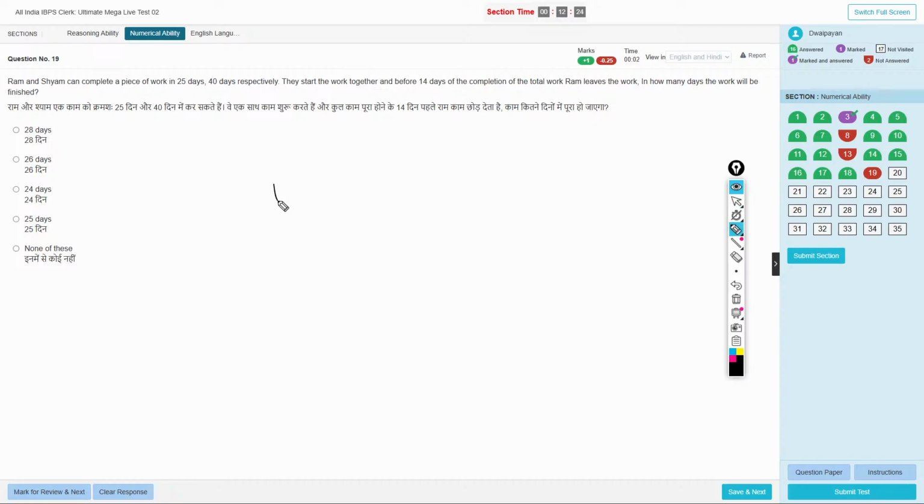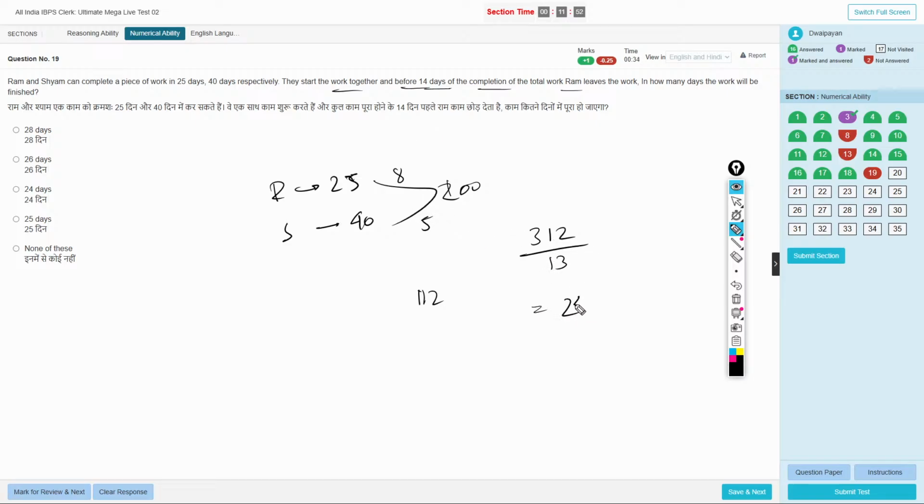Shyam and Ram complete a work, Ram 25 days, Shyam 40 days. They start the work together, and before 14 days of completion, Ram leaves. So total efficiency, suppose it's 200. So 5 and 8. So Ram left like, so 14 days. 14 into 8 is 80 and 34. So 112. So 312 is the total work to be finished with efficiency of 13. So 2 times, then 5 2, 4 times.